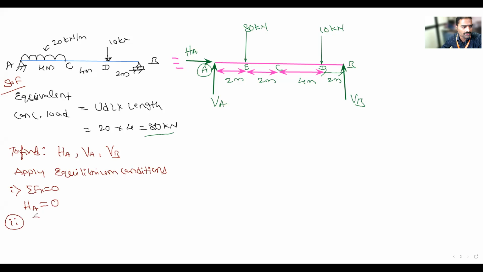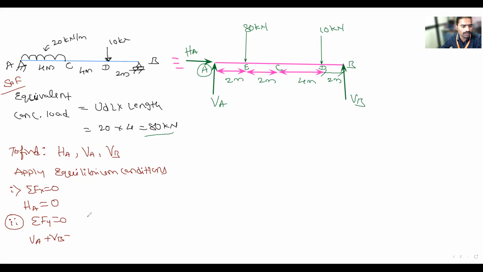What is the second equilibrium? Sigma Fy is equal to 0. What are the forces which are moving in upward direction? VA plus VB. VA and VB are moving in upward direction, that's why I have taken positive. Next, this is equal to the downward direction. What are the downward forces?